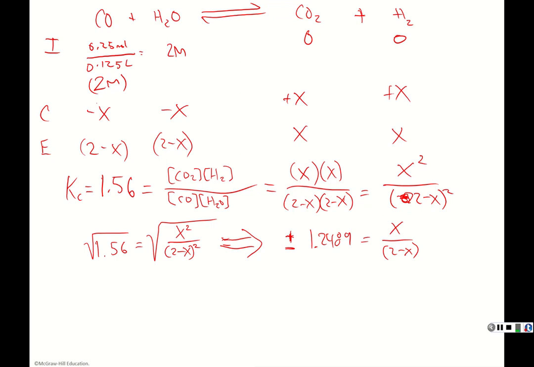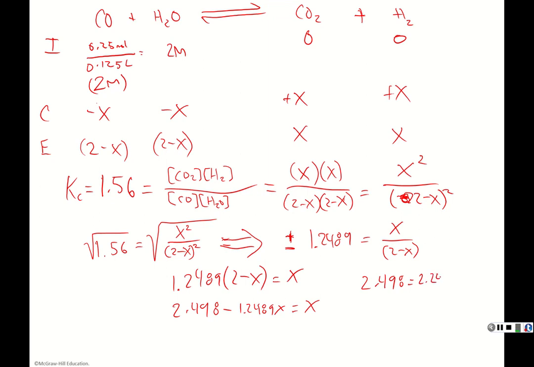Taking this a little bit further, distributing through, 1.2489 multiplied by 2 minus X equals X. Then we distribute that 1.2489 through, so we'd get 2.498 minus 1.2489x equals X. And then if we add 1.2489x to both sides, we would get 2.498 equals 2.2489x. And then X would be 1.11 molar.